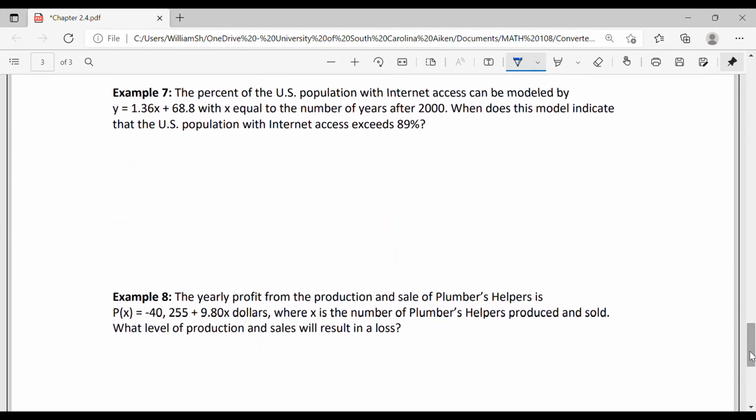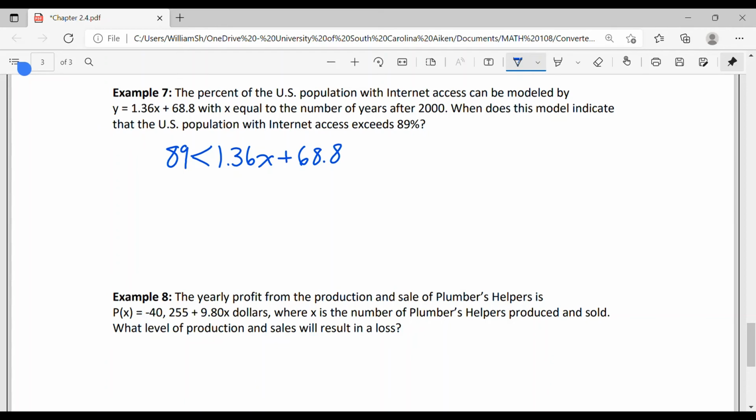Now, let's look at example 7. The percent of the U.S. population with internet access can be modeled by y equals 1.36x plus 68.8, with x equal to the number of years after 2000. When does this model indicate that the U.S. population with internet access exceeds 89%? Okay, so we want to know when we exceed 89%. So what I'm going to want to do here is 89 is less than 1.36x plus 68.8. I'm going to want to solve for x.